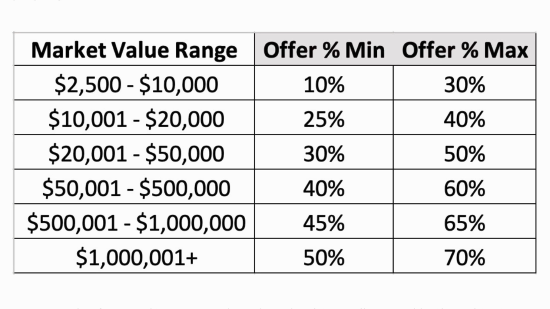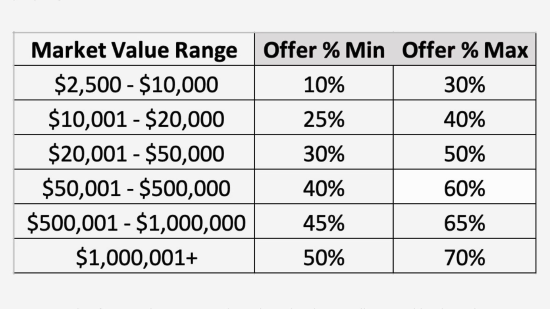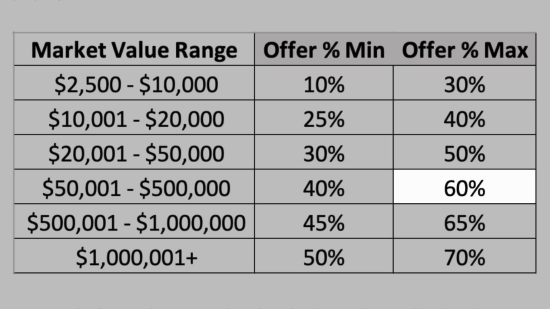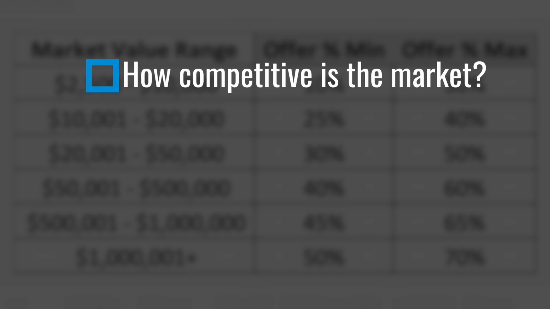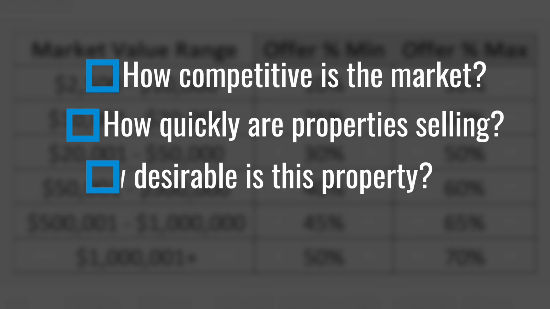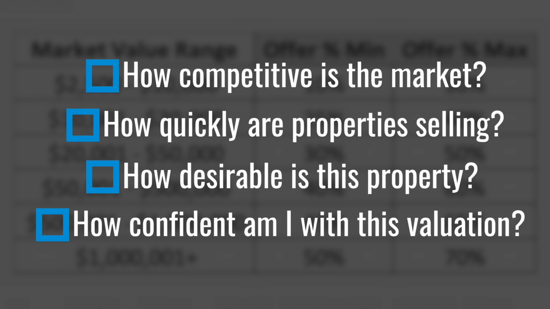And you might be wondering, okay, Seth, so what would make me offer 40% of market value for a $100,000 property or 60%? What would make me go higher or lower? And again, it just has to do with the competitiveness of that market, how quickly properties are selling, how desirable that property is, and how confident I am in what I think that market value is.